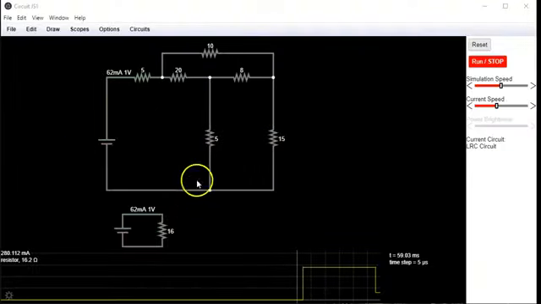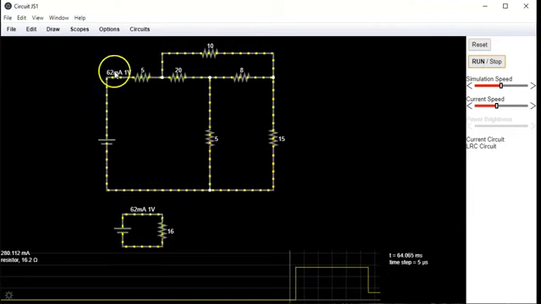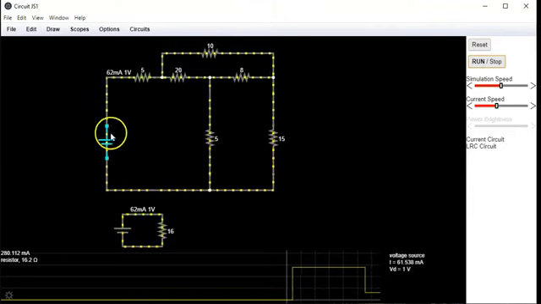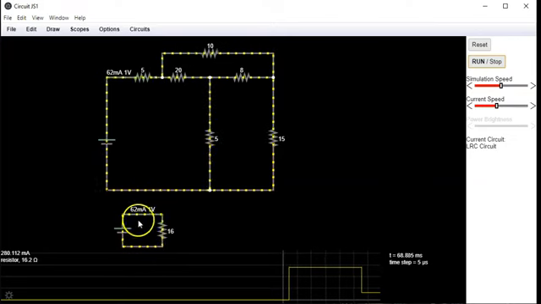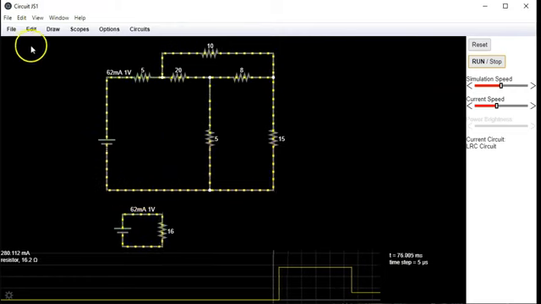Okay, so here are two circuits that are supposed to be equivalent. Let's run the simulation, and we see that for a given 1 volt DC input, we get the same 62 milliamps flowing from the source into the circuit, and that tells us that the resistance looking into nodes A and B is the same.